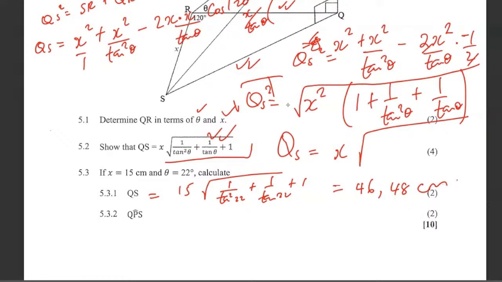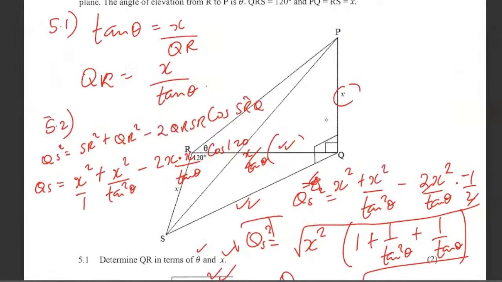The next part is asking us to calculate the angle of QPS. How many marks is that? It's 2. So QPS, just this angle here. Since I have this as 46.48, we have our x as 15. We can use tan.